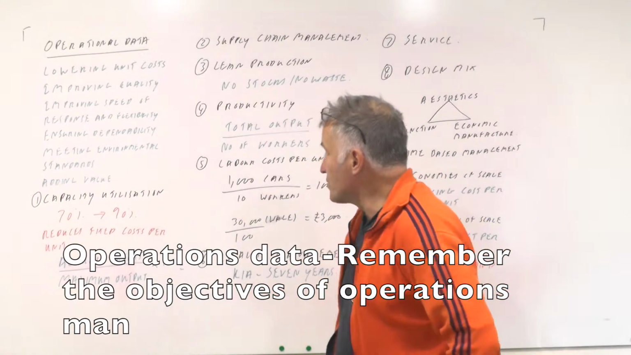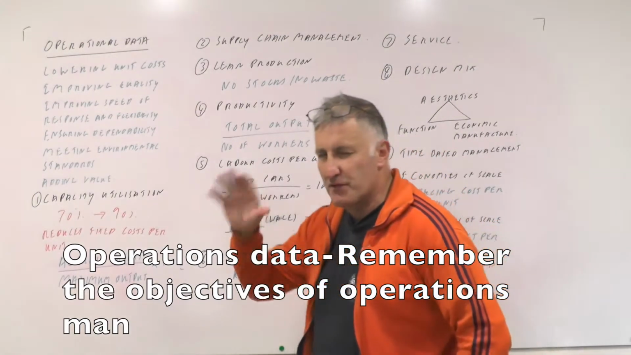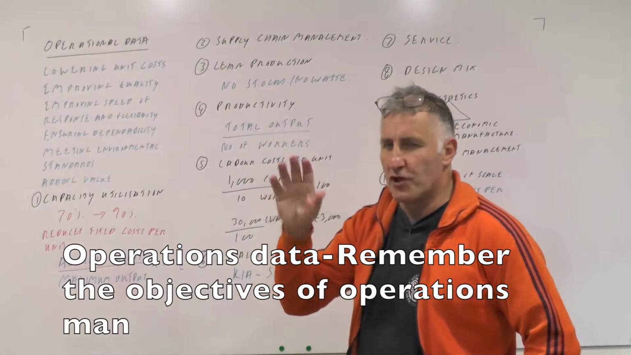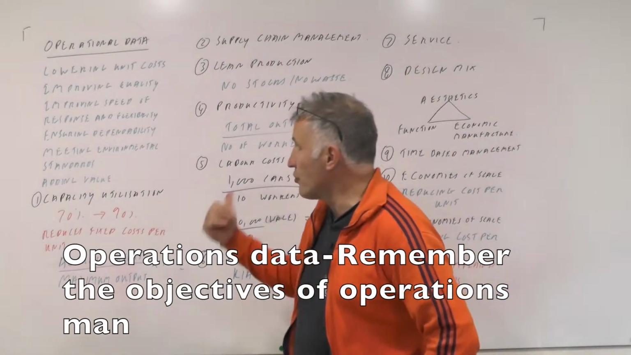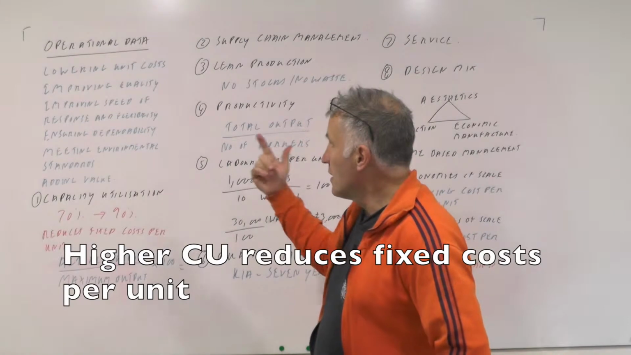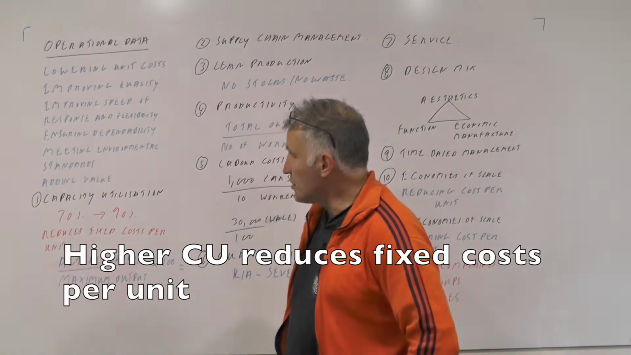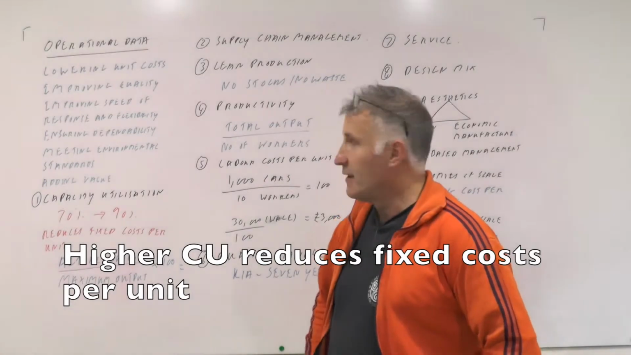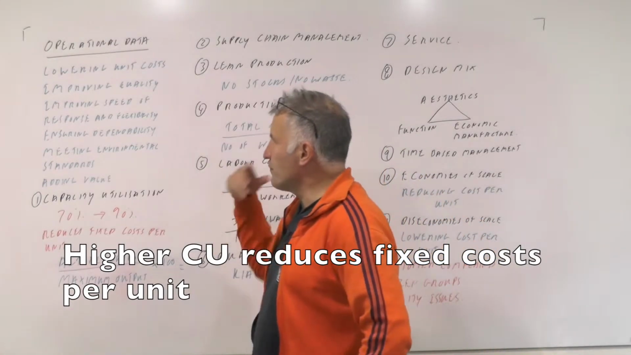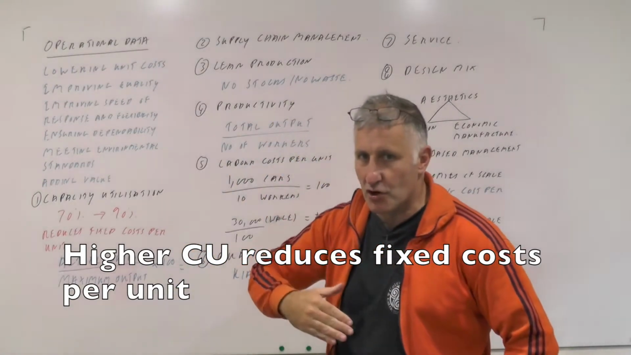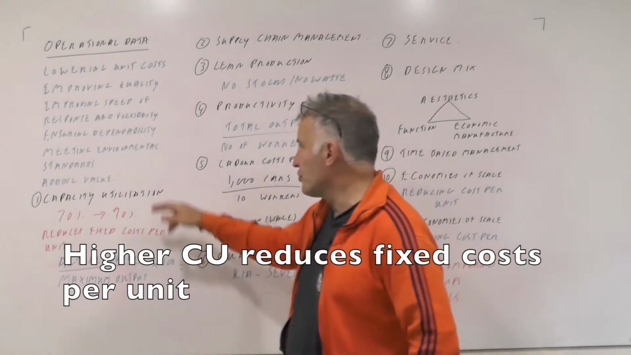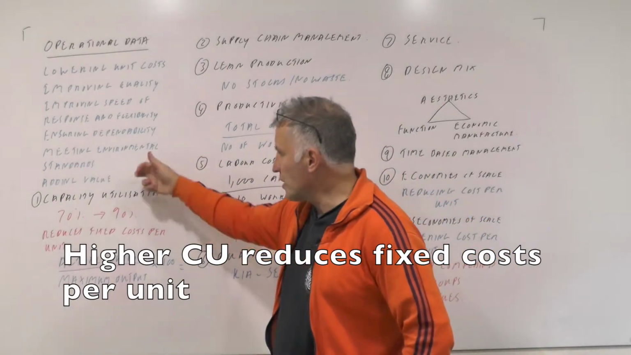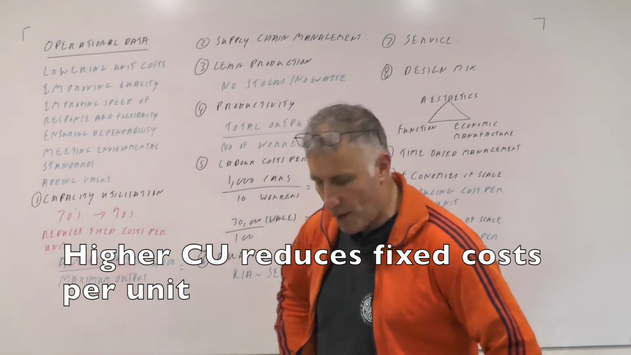Right, operations data. Remembering what the objectives of operations management are: lowering unit costs, improving quality, improving speed of response and flexibility, ensuring dependability, meeting environmental standards, and also adding value. If you can do all those things, you're going to decrease costs, you can charge a higher price for your good, so you're going to make a greater contribution, add more value, and therefore make more money.